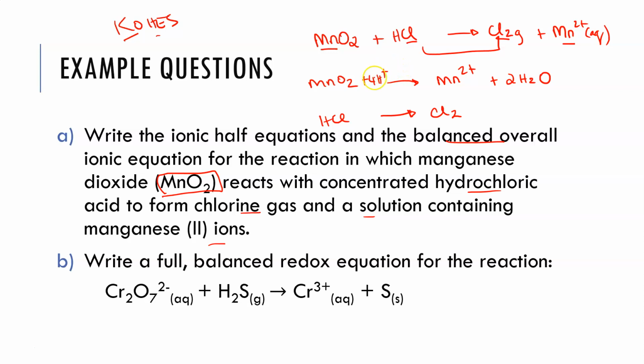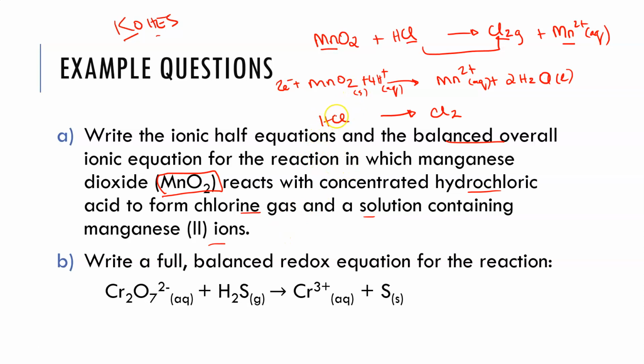Electrons now to balance charge, so I have 4+ on my left hand side, 2+ on my right hand side. I'm going to add 2 electrons to my left hand side to bring it down to 2+ as well. Add in my states. So aqueous, aqueous, aqueous, and liquid. This one would actually probably be a solid. Manganese dioxide will be a solid precipitate.